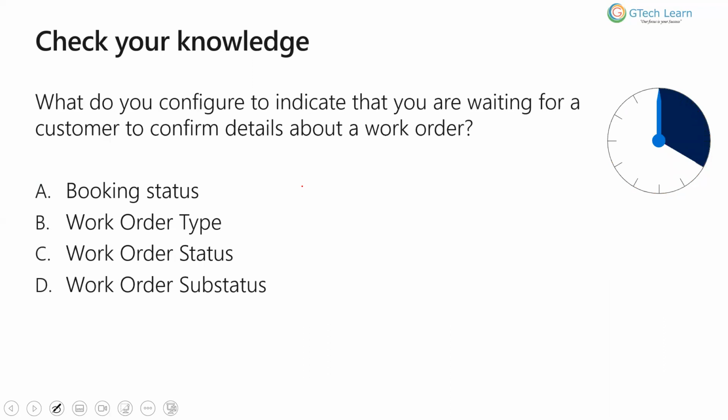Let's say, what do you configure to indicate that you are waiting for a customer to confirm the details about a work order? Option A, booking status, option B, work order type, option C, work order status, option D, work order sub status. So let me just start the timer now and have your answers on the chat.